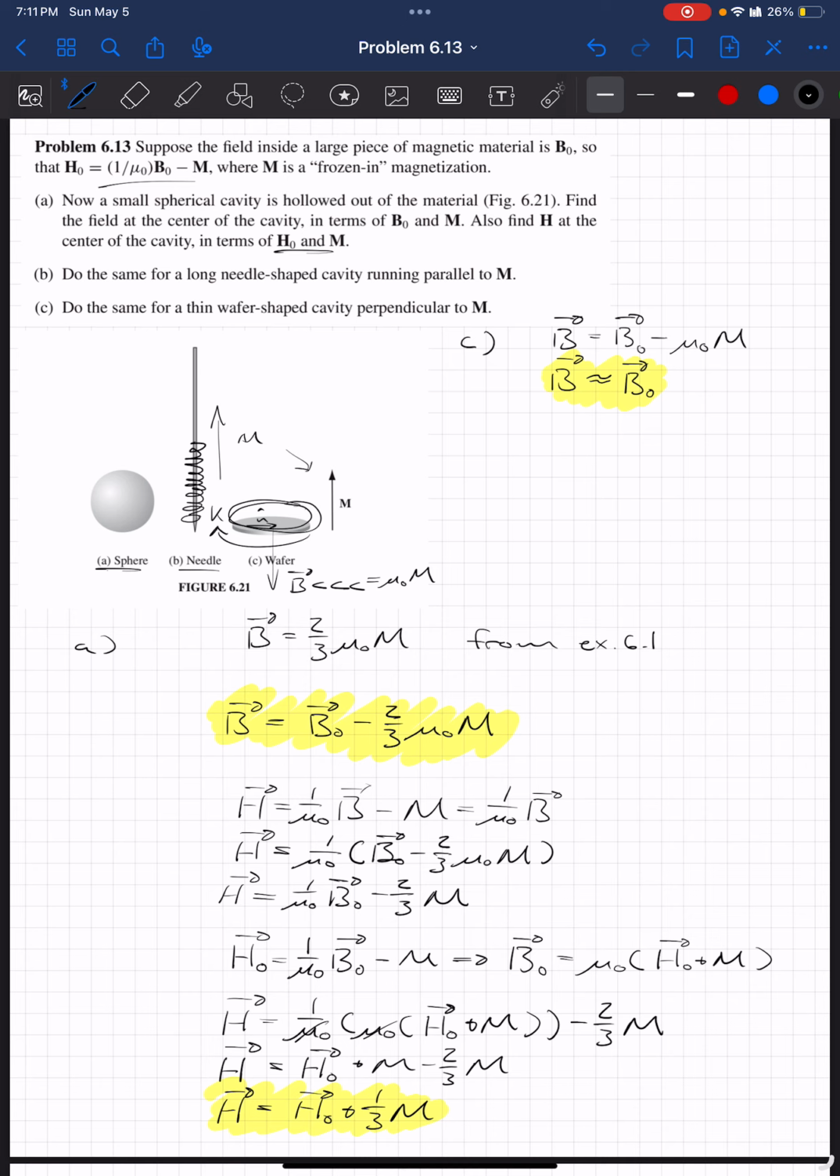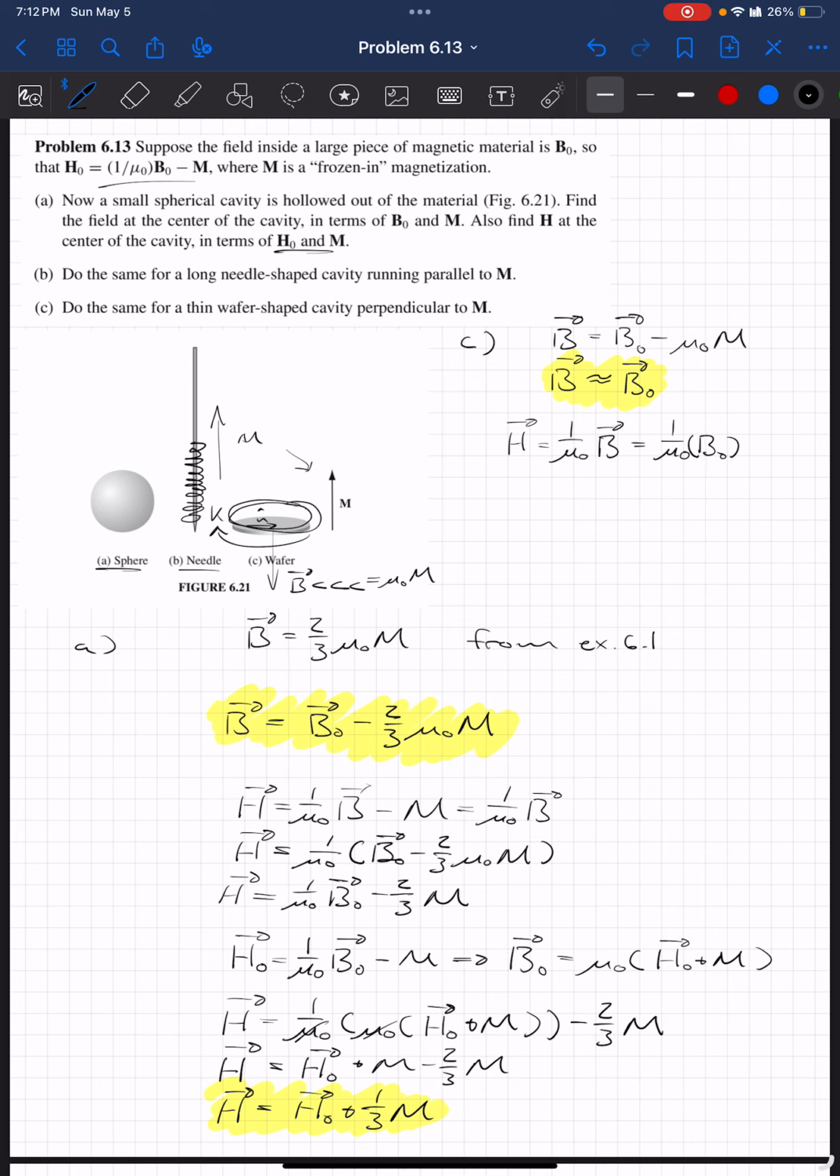To find H at the center of this cavity in terms of H naught and M, again, you'll just find that in general, H is equal to 1 over mu naught B, and typically has minus M there, but M is equal to 0, so that reduces just down to 1 over mu naught times B. And this new magnetic field is just B naught.